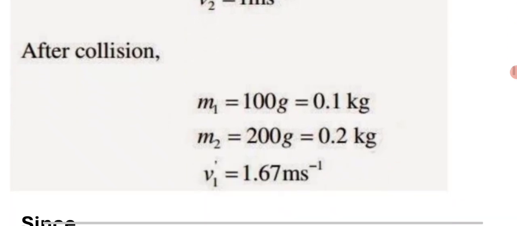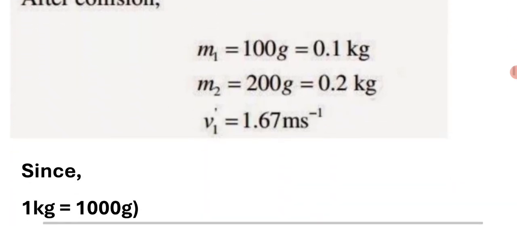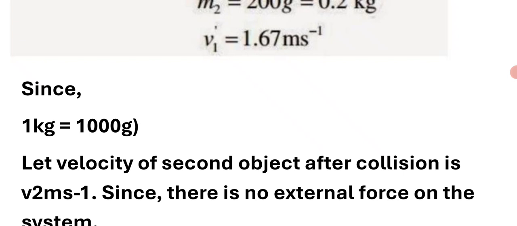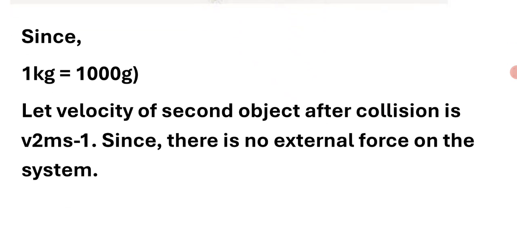After collision, m1 and m2 are the same, and v1 is given as 1.67 meter per second. Since 1 kg is equal to 1000 gram, let the velocity of the second object after collision be v2 meter per second, since there is no external force on the system.